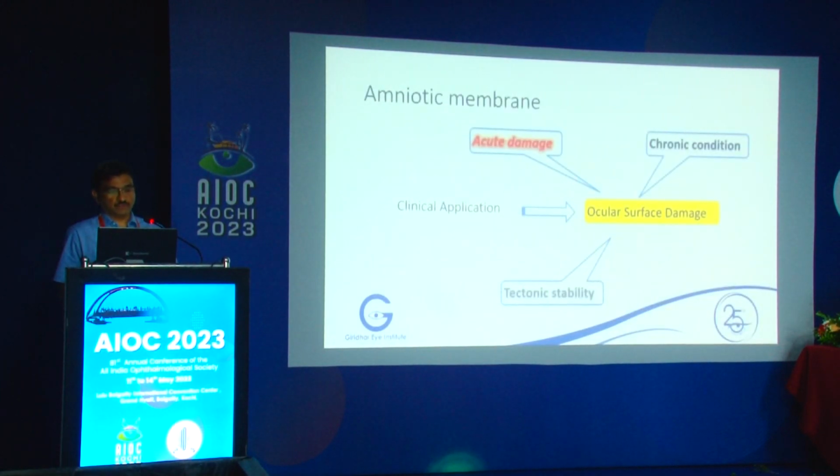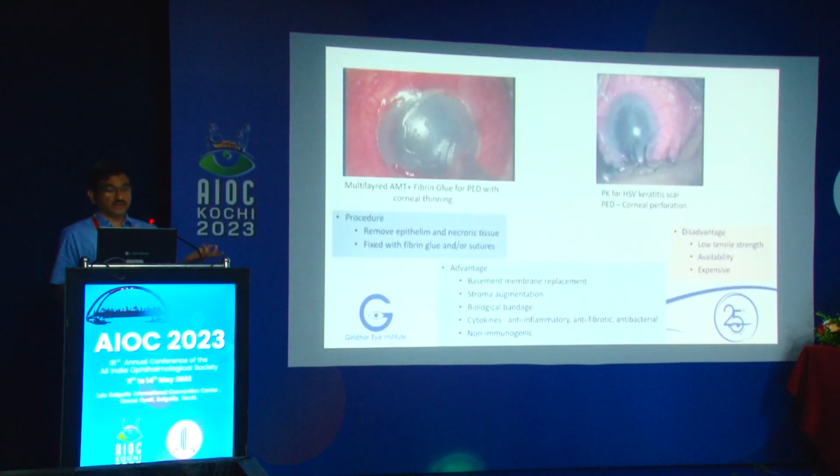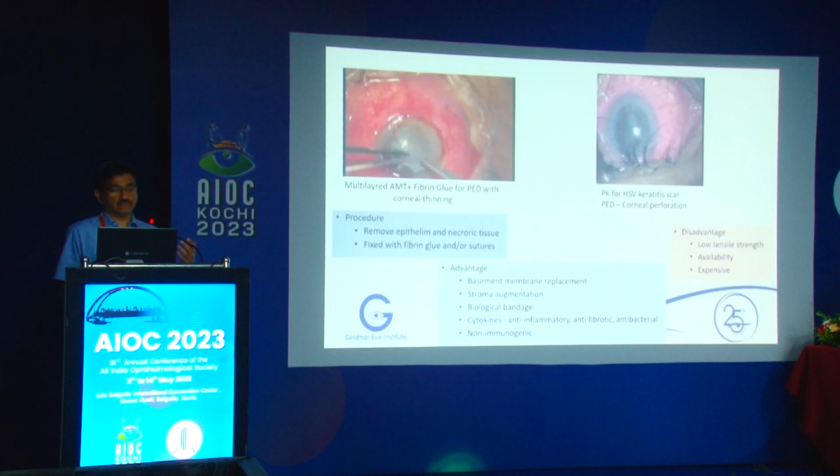Then amniotic membrane, various uses of this. We are concerned about the tectonic part, where it can be used as multilayered. Here again, you have to debride the surface well, and then using fibrin glue you can fix it.